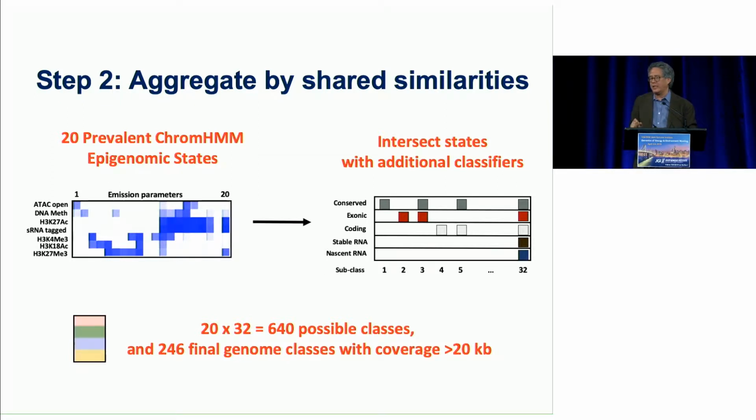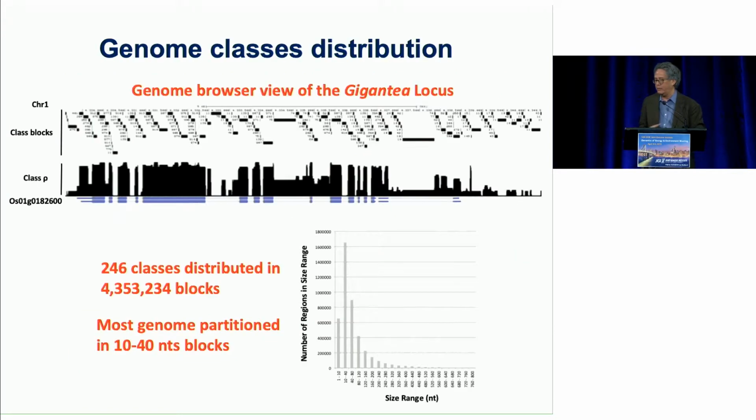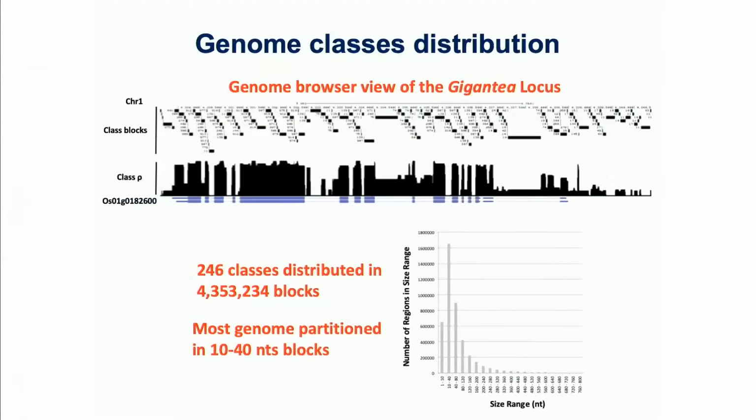These 246 final genome classes that we've managed to get in the rice genome have at least 20 kb coverage or more across the rice genome. 246 classes is distributed about 4 million blocks. So the genome is partitioned in these blocks of, on average, 10 to 40 nucleotides. So each of those classes have an element between 10 to 40, but some of them can be fairly large. And this just shows you some of the class blocks that we have in our data.